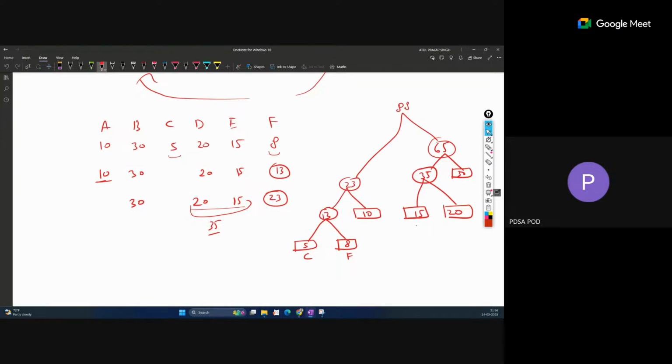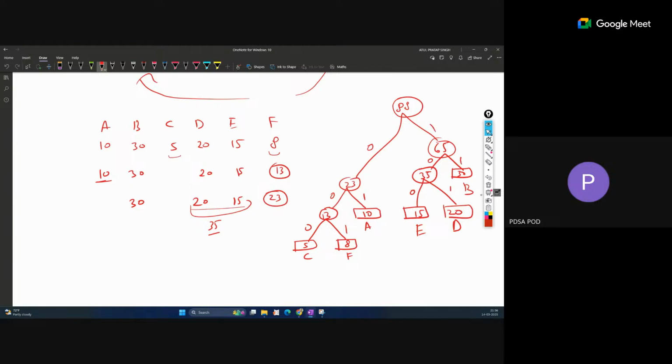So the leaf 15 was the frequency of E, 20 was the frequency of D, 30 was the frequency of B, and 10 was A. Now we got this Huffman tree. Now just mark the edge labels: every left edge is 0, and every right edge is 1.